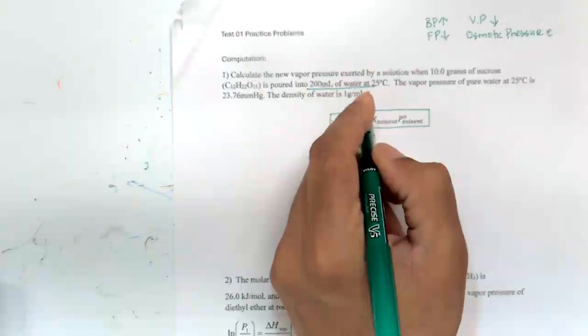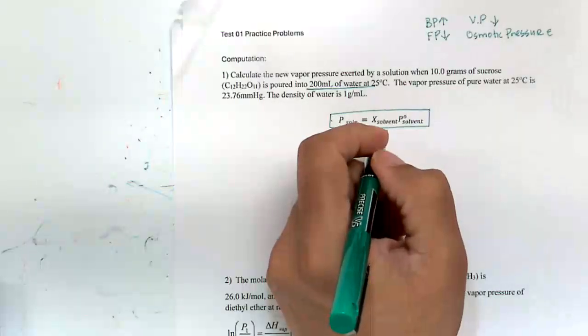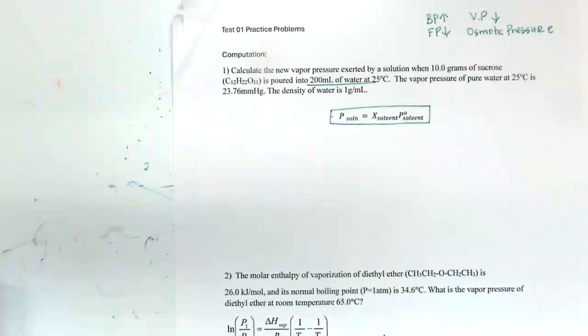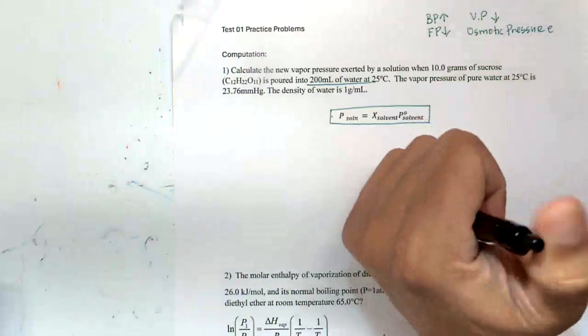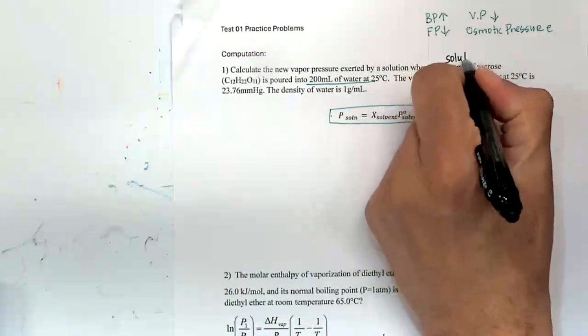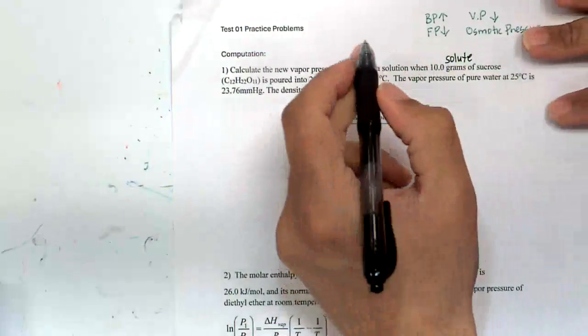So this is the equation for the new vapor pressure. And first thing, when you see this problem, you have to identify the solute and solvent. What do you guys think the solute is? Very good. The solute is going to be sucrose. And what will be the solvent? Like 99% of the time the solvent is going to be water.